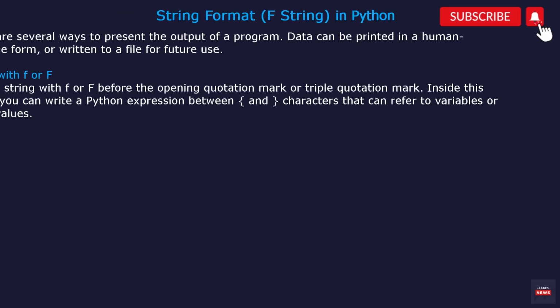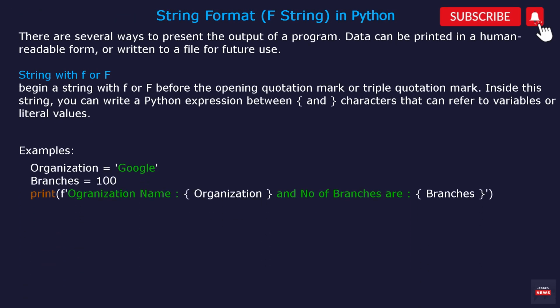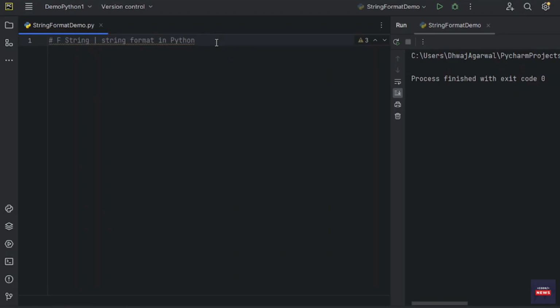Guys, in this video, we will be learning what a string format is in Python and how f-string works in Python. There are several ways to present the output of a program. Data can be printed in human readable form or written to a file for future use. First one, we have a string with f or F. You can write a Python expression between curly braces, and that can refer to a variable or literal values.